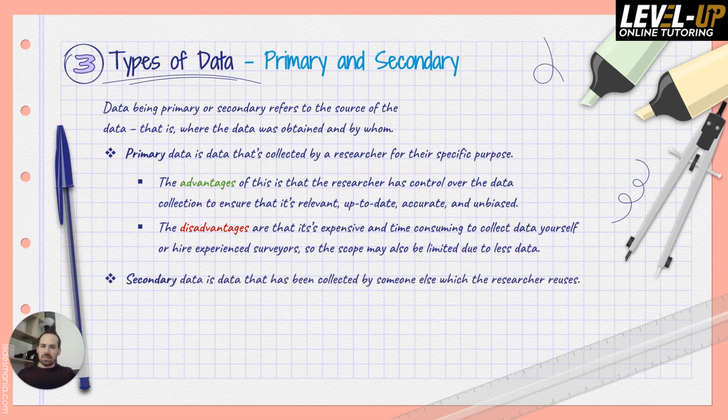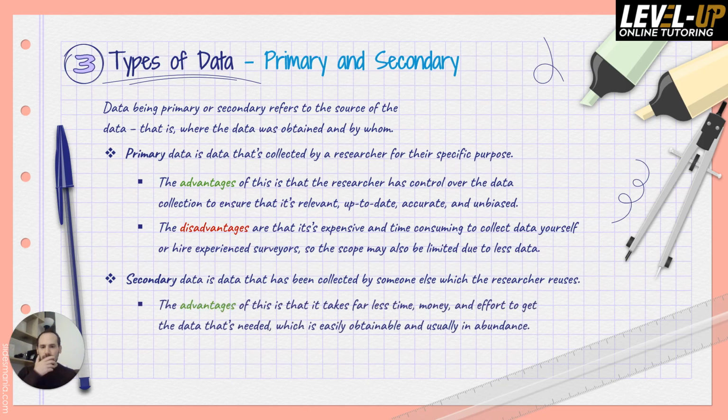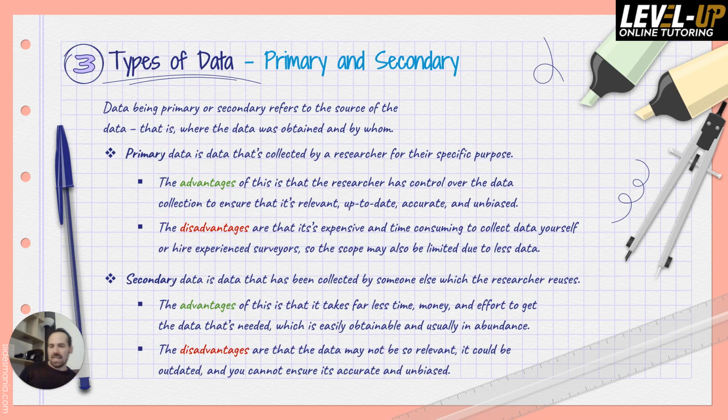Secondary data is when someone else has collected it, maybe in the past, and we can just go to some online database and collect that data and use it. The advantage is that it will take far less time because we can just go and get that data, and there might be a lot of it as well, which is great. The disadvantage is that it might not be so relevant to what we're trying to study. It might be a bit out of date, and you can't really ensure that it's accurate or unbiased. Maybe they were a little bit more loose with how they collected that data.